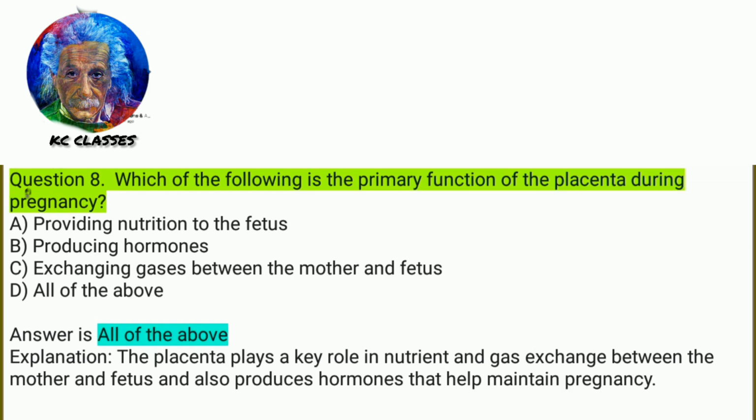Question 8. Which of the following is the primary function of the placenta during pregnancy? A. Providing nutrition to the fetus. B. Producing hormones. C. Exchanging gases between the mother and fetus. D. All of the above. Answer is all of the above. Explanation: the placenta plays a key role in nutrient and gas exchange between the mother and fetus and also produces hormones that help maintain pregnancy.